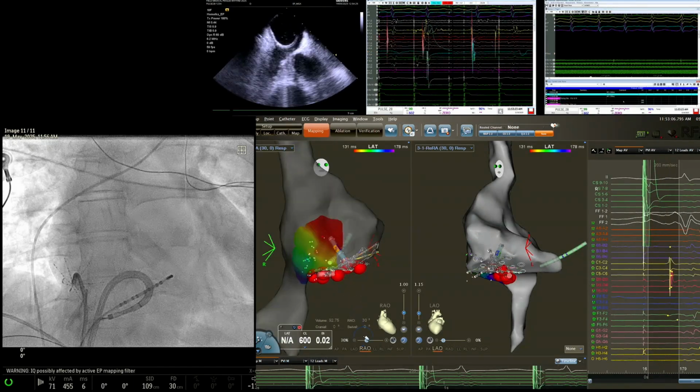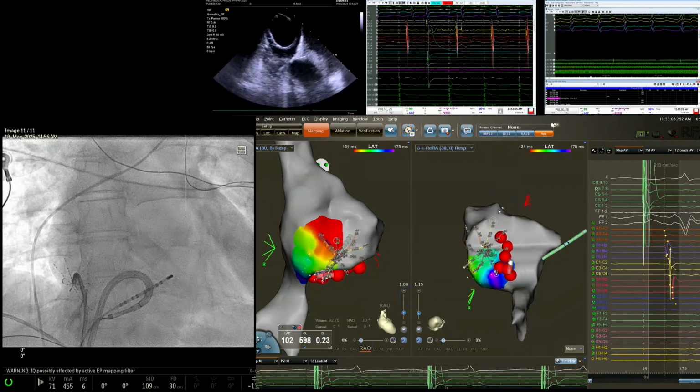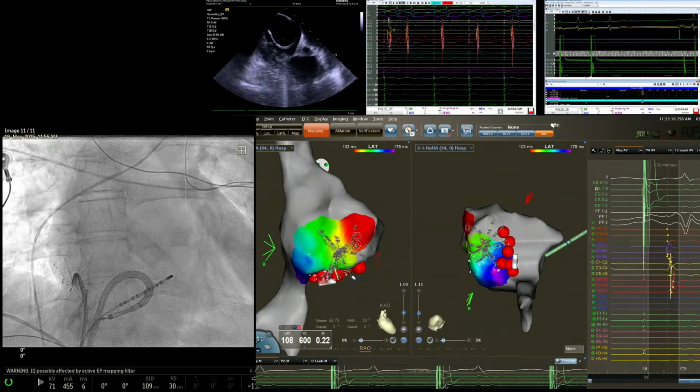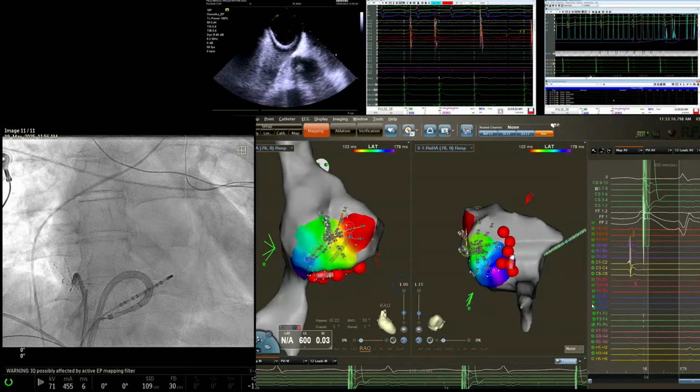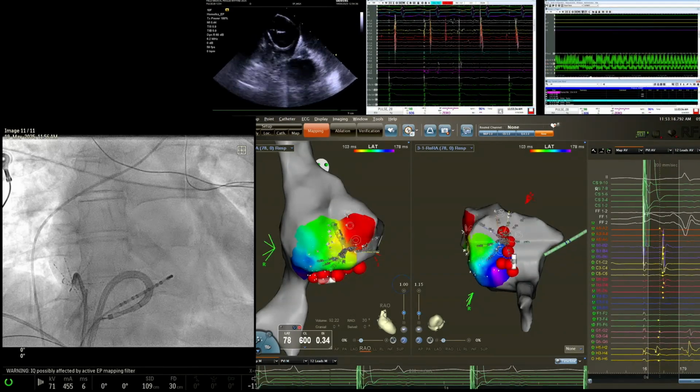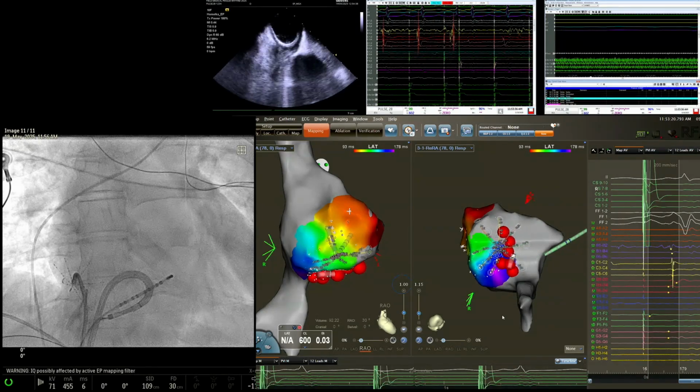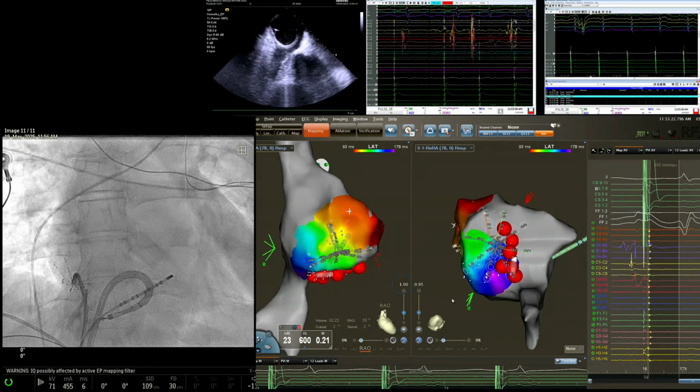Okay, let's go ahead and take a couple of points here. We're pacing, obviously, from the CS. Yeah, that's impressive. Take a point there. Yeah, I mean, it's blocked. We can do differential pacing and stuff, but there's little doubt in my mind now. So, how many lesions was that? It's only 6. 6 lesions, yeah.